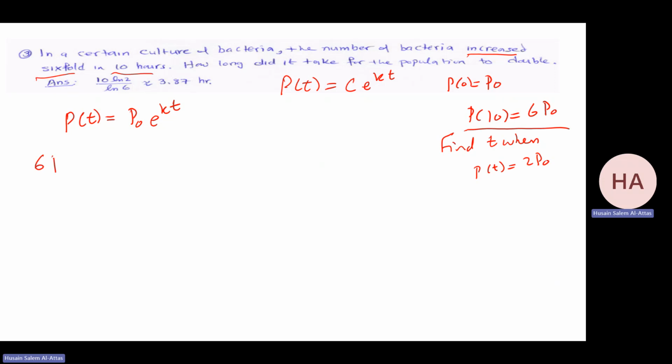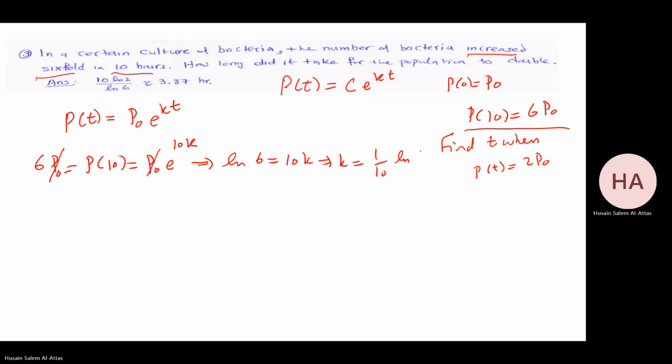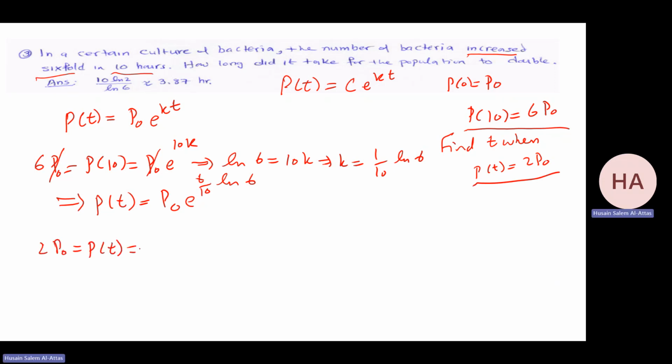So I have 6 B0, which is B at 10, will be B0 e^(10K). B0 cancelled. Take ln. So you have ln 6 equal 10K. So K equals 1 over 10 ln 6. Okay. Plug it in. So I have B of T will be what? B0 e^(T over 10 ln 6). Then I find T when I have this. So I have 2 B0 equal B of T. I need to find T now.